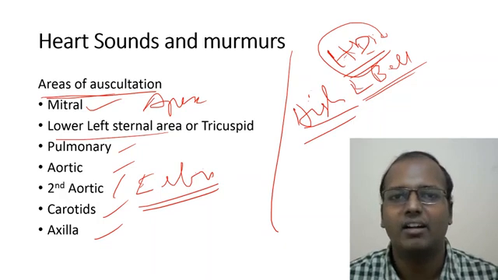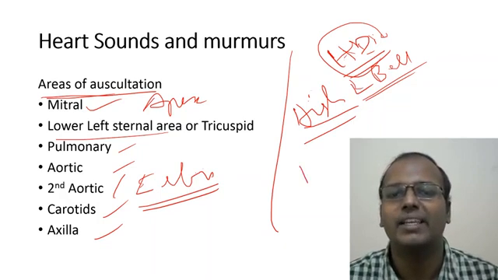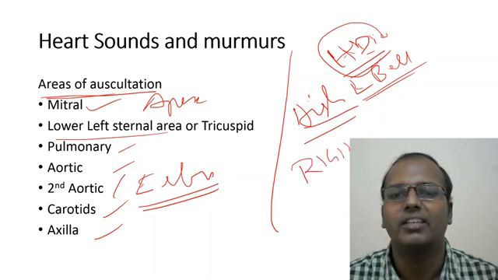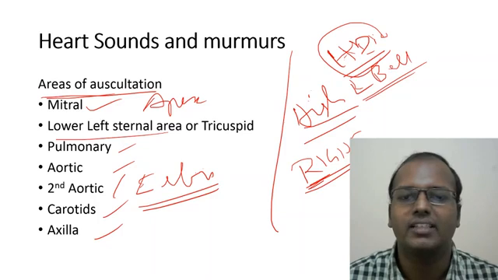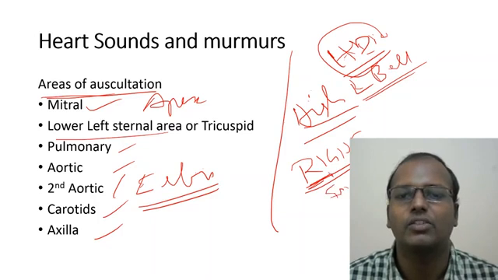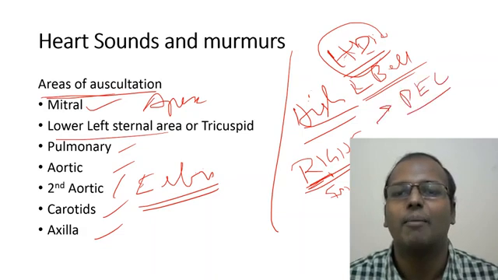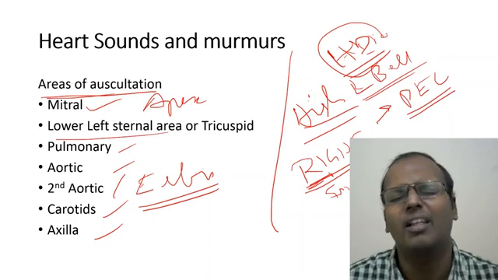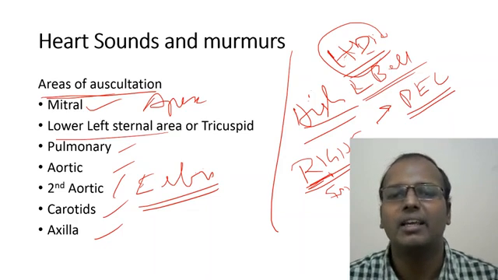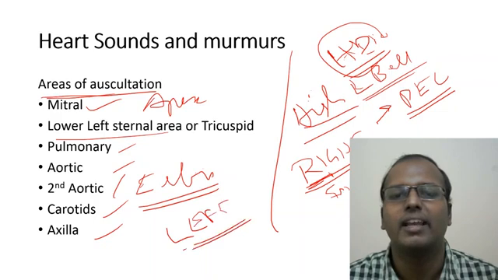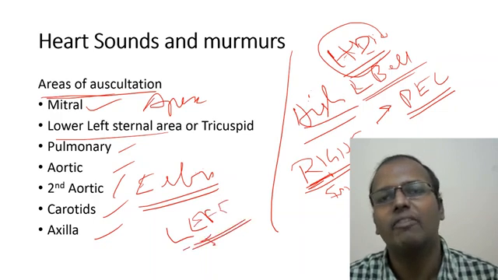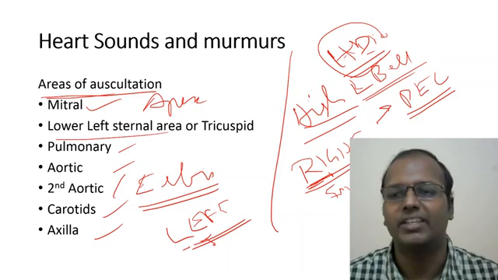And remember, all the right sided heart sounds will increase with inspiration. RIGHT, the word itself is having the mnemonic R for right and I for inspiration. So all the right sided heart sounds increase with inspiration, except there is an exception which is often asked as MCQ as well, that is your pulmonary ejection click. All others will increase with inspiration. Similarly, left sided sounds, LEFT, the mnemonic is there, L for left and E for expiration. All the left sided sounds will increase with expiration.